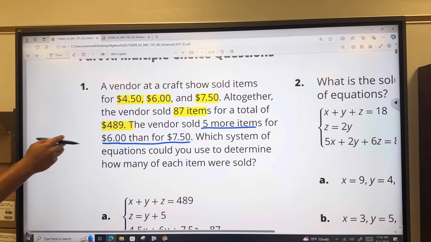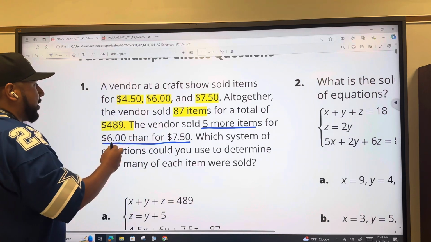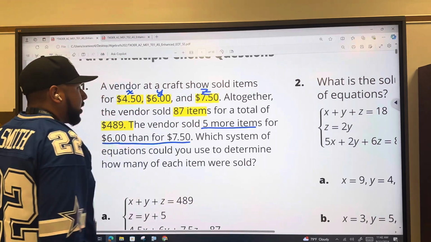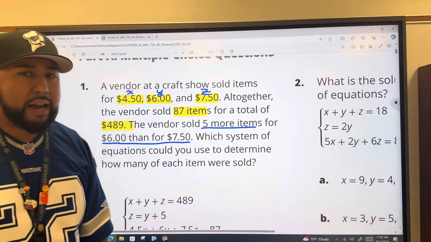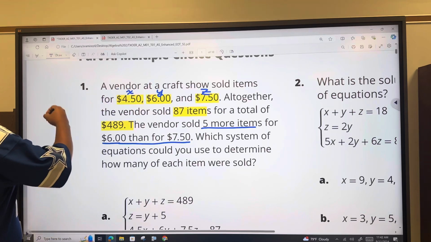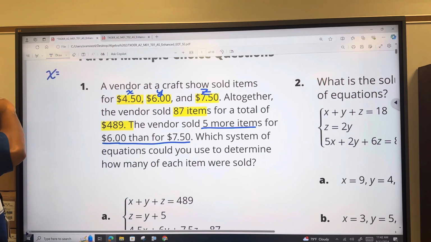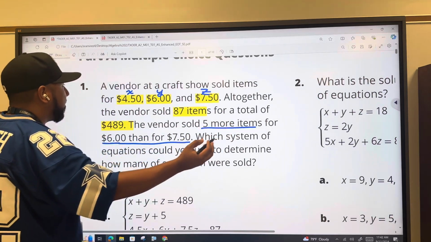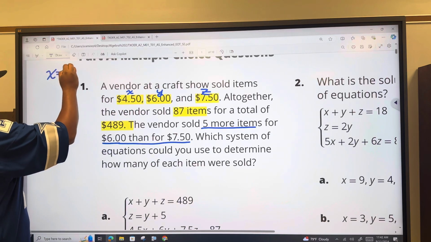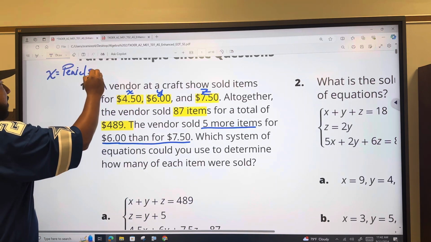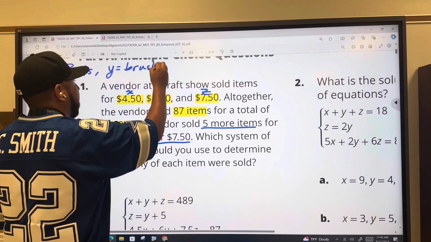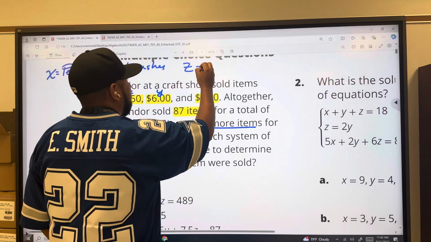What is the system? Quickly, I see 3 different values, so it's already going to tell me that's my X, Y, Z. In Algebra 2, because we're working with 3 variables, now we're including the Z variable instead of just X, Y like in Algebra 1. I am going to define what the variables are because we have items, we don't know what they are. Let's just think of something. It's a craft show. I'm just going to say pencils is X. Let's put Y is brushes because it's crafts. Let's think of some painting. And then Z is the paint.